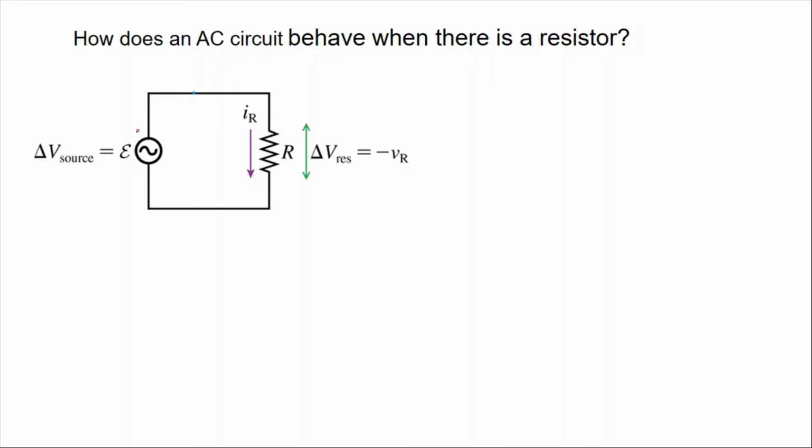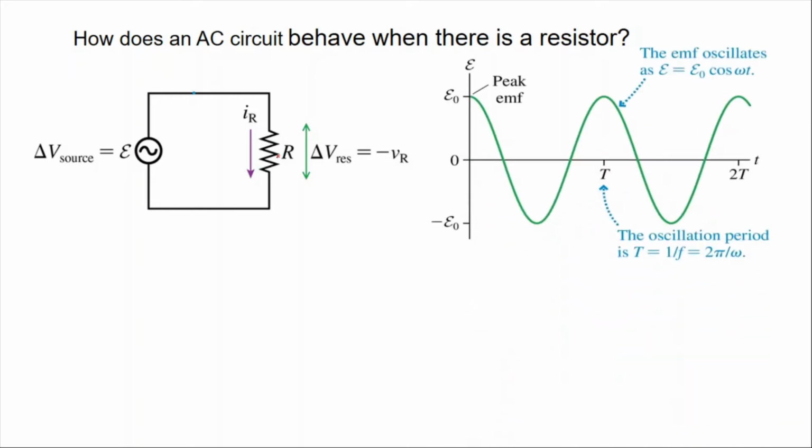So how does an AC circuit behave when there is a resistor? If we have an alternating current source and we have connected a resistor to this source, as you see, the source and the resistor are parallel to each other. The current is going to flow through the resistor, and there is going to be a voltage drop across the resistor, which we will define as VR. The voltage of the source is an alternating source, so the voltage drop across the resistor will also change.